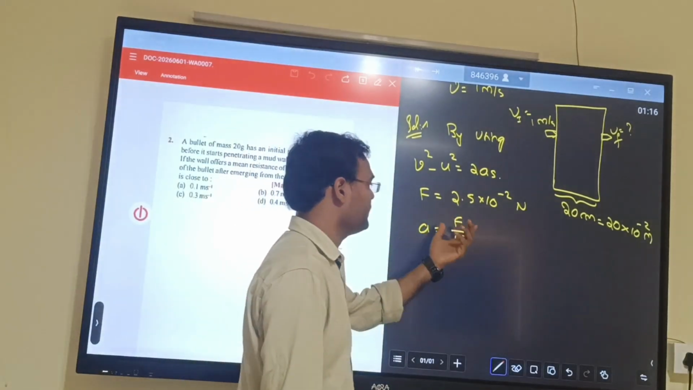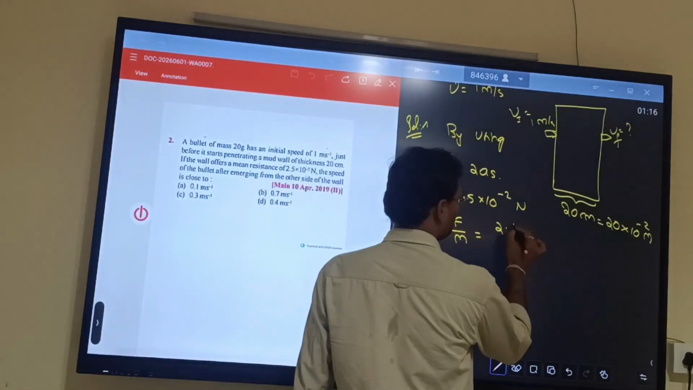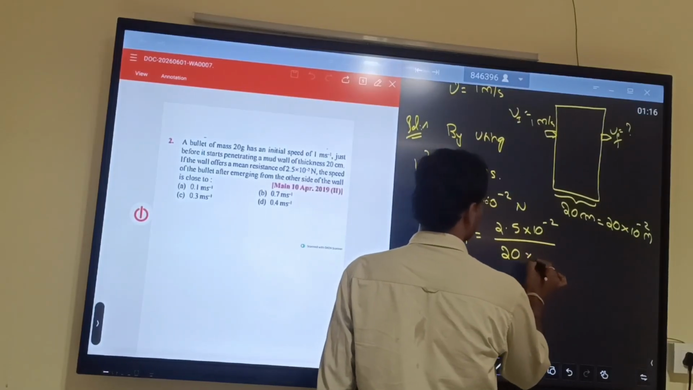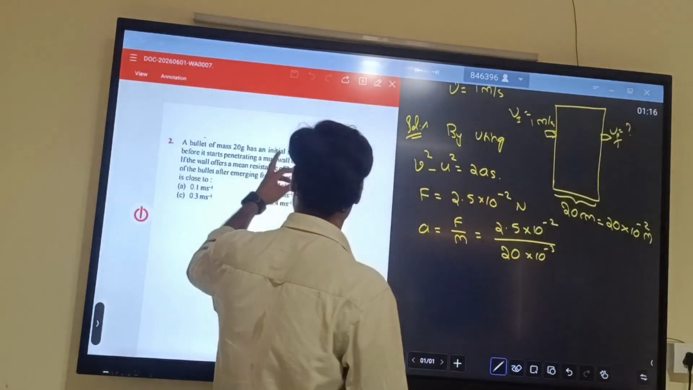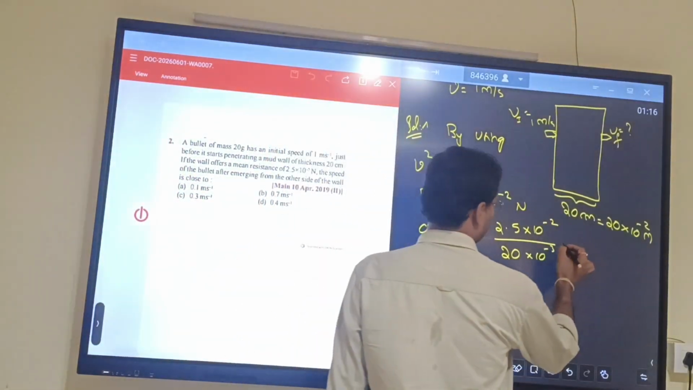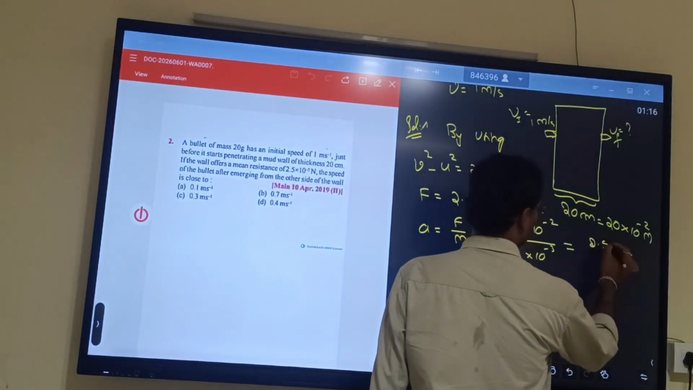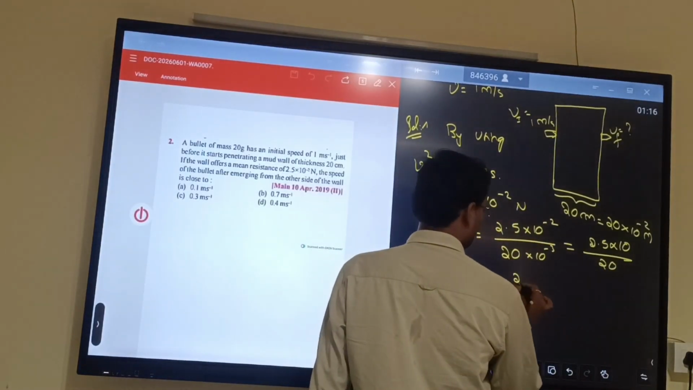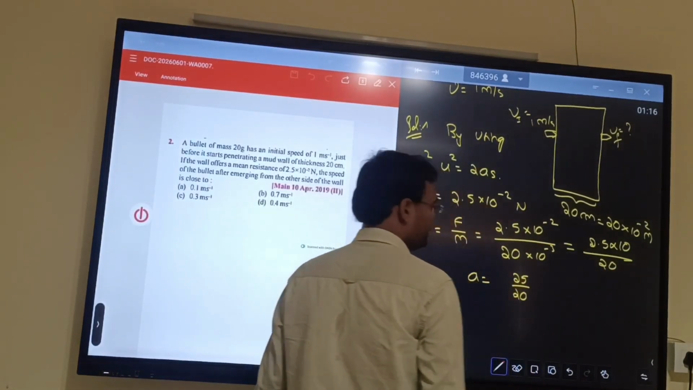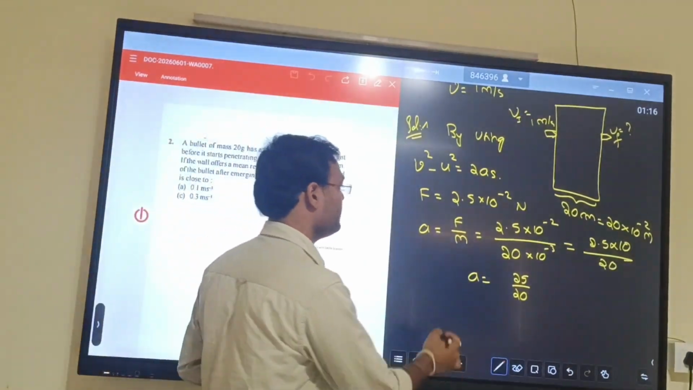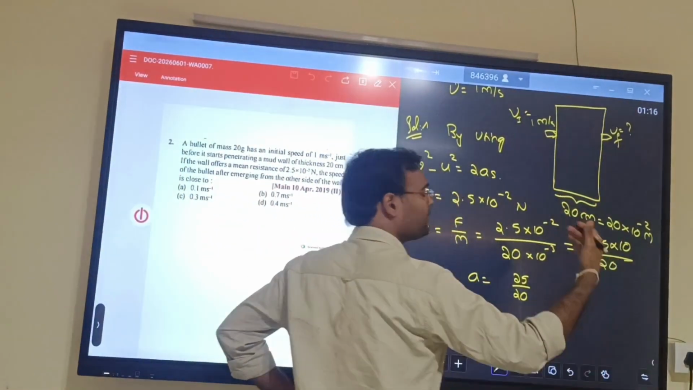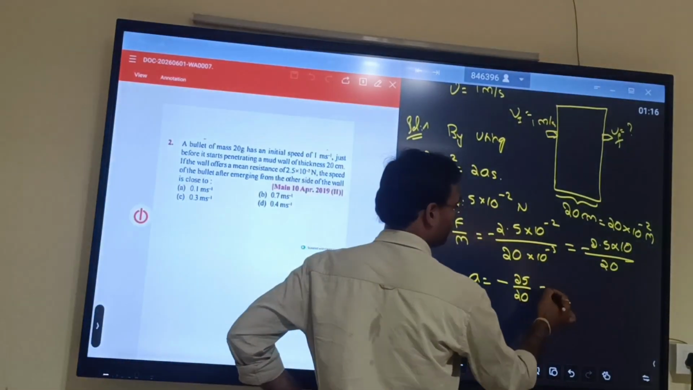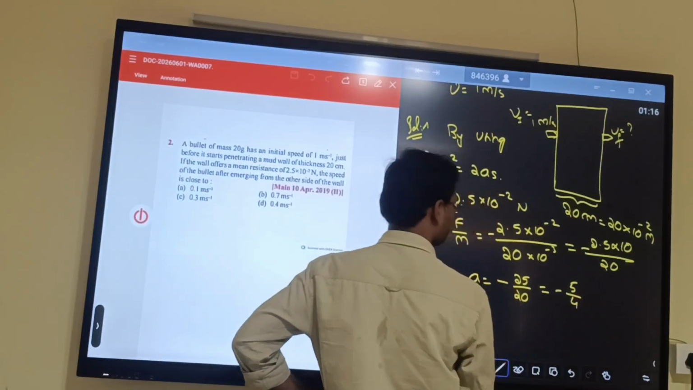That's why I am considering acceleration is equal to force by mass, which is equal to 2.5 into 10 to the power of minus 2 by 20 into 10 to the power of minus 3, which is the mass of the bullet. That is 2.5 into 10 by 20. Then a is equal to 25 by 20. This is acceleration, but it is not acceleration beta, because the mud is resisting, so the object's velocity is decreasing. So I am representing this with a negative sign, that is minus 5 by 4.